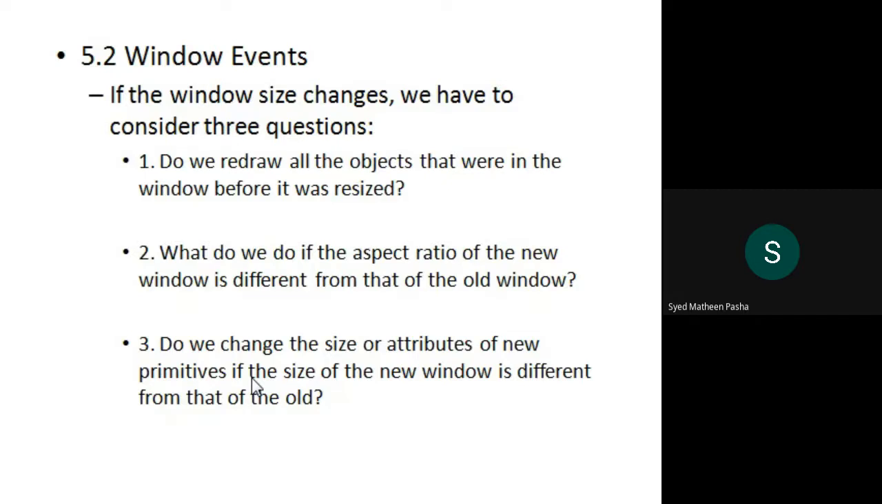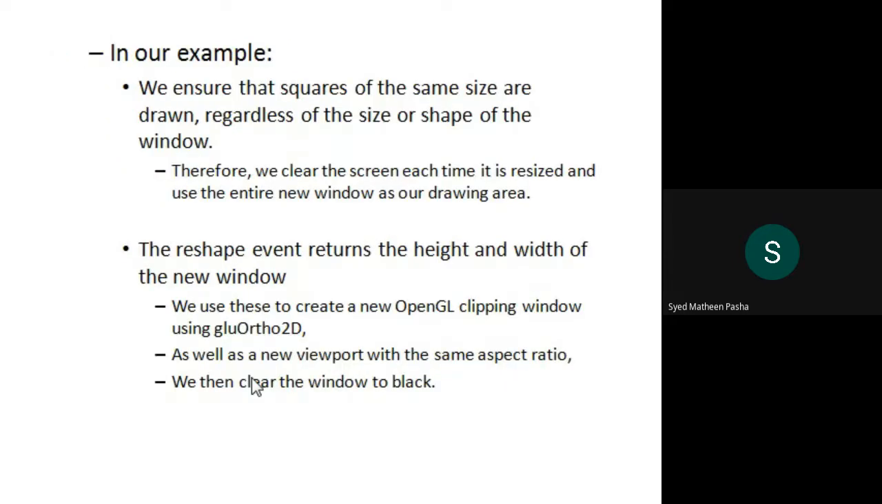So these are some of the questions you need to ask yourself when you are changing the size of the window. Then I have taken an example where we ensure that squares of the same size are drawn regardless of size or shape of the window. Therefore, the screen is cleared each time it is resized, and we'll use the entire new window as our drawing area. That is, whenever we are drawing a square onto the screen, we'll be clearing the screen each time it is resized, so that an entire new window is displayed onto the screen.